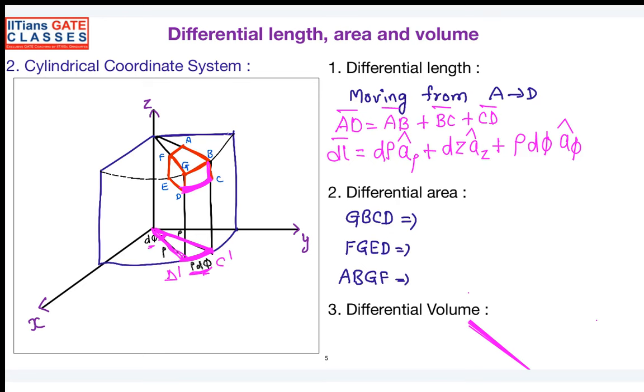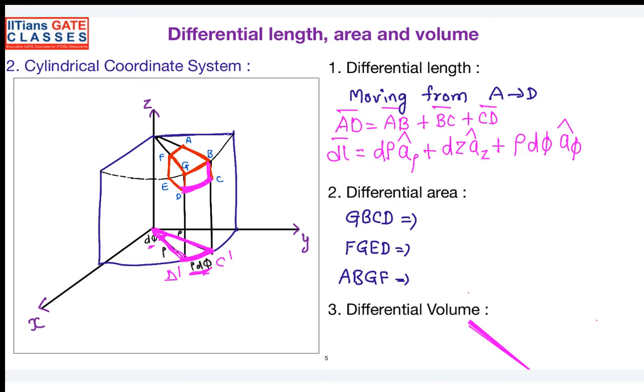But now in this case, see here, you are moving from C dash to D dash. Are you moving in a linear direction, that means a straight line direction? No, sir. You are not moving in a straight line direction. When you move in a straight line direction, simply you can say either dx or dy or dz like that. But in this case, you are not moving in a linear direction.